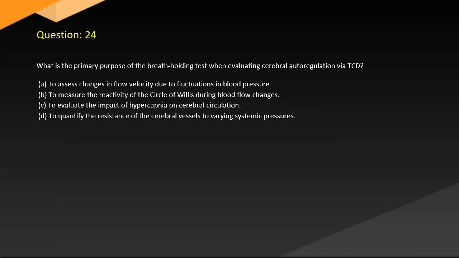Question 24. What is the primary purpose of the breath-holding test when evaluating cerebral autoregulation (TCD)? A. To assess changes in flow velocity due to fluctuations in blood pressure. B. To measure the reactivity of the circle of Willis during blood flow changes. C. To evaluate the impact of hypercapnia on cerebral circulation. D. To quantify the resistance of the cerebral vessels to varying systemic pressures.